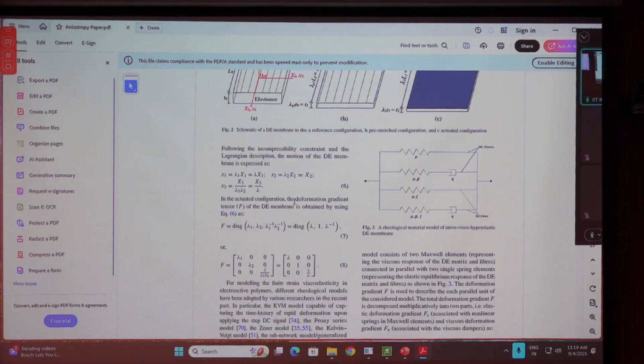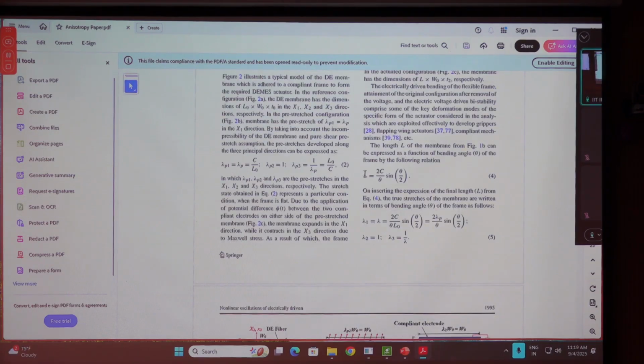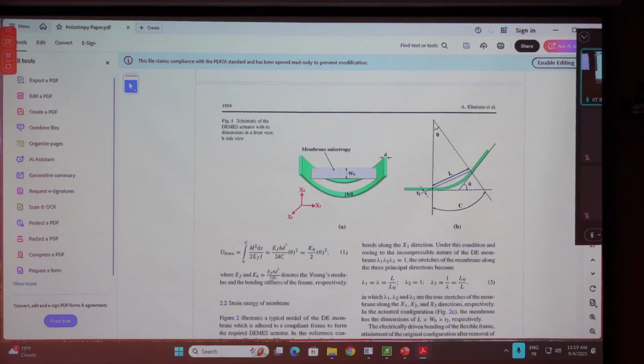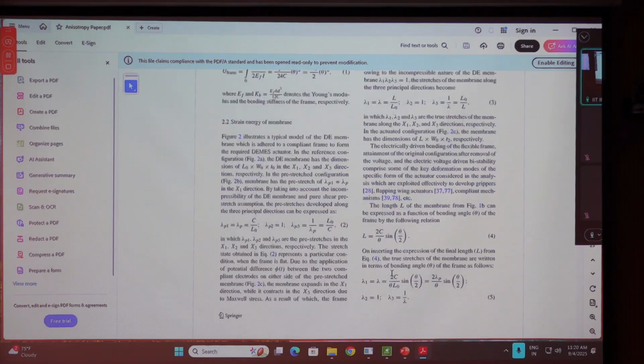The deformation gradient of the membrane: if you see this expression we have considered, the length of the membrane is 2c by theta times sine theta by 2. This is not a random expression. It satisfies the initial condition. When theta is 0, L is equal to c. You can check that by applying L'Hospital's rule, and you will get that. So this expression is correct.